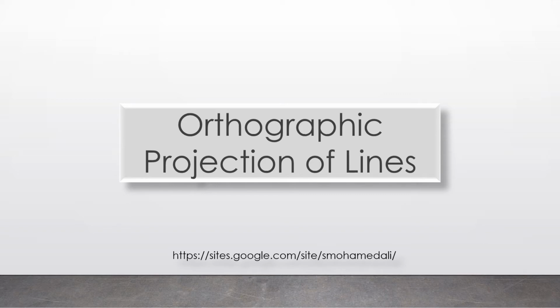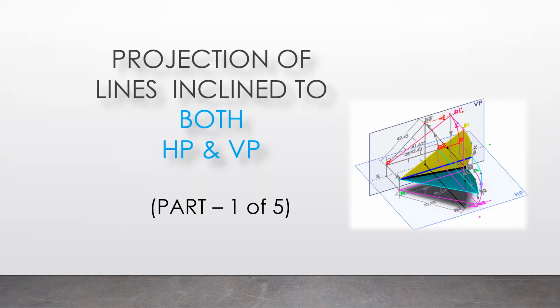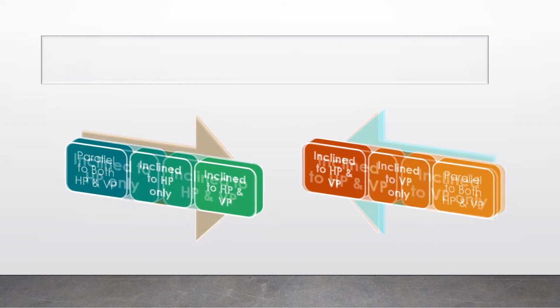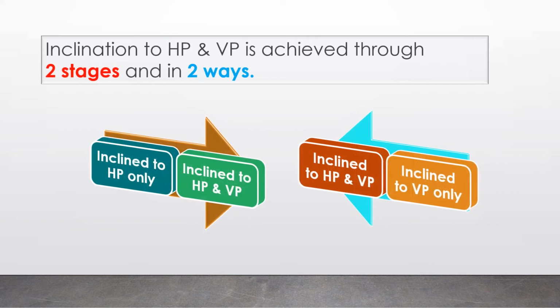Orthographic projection of lines inclined to both planes. Actually, we can reach the inclination to both the planes in 3 stages, 2 ways. Parallel to both the planes, inclined to HP, then inclined to HP and VP, or parallel to both the planes, inclined to VP, then inclined to VP and HP. So both ways we can reach the double inclination, depending upon the available data.